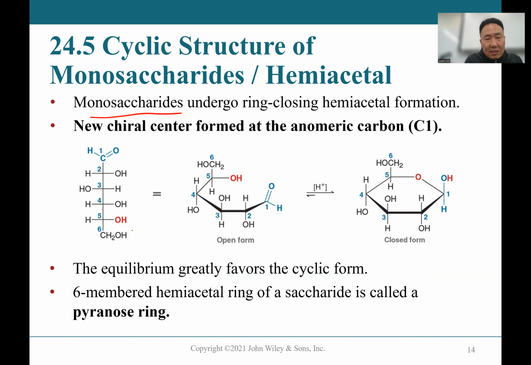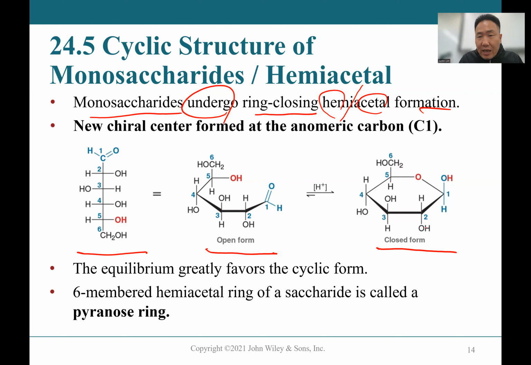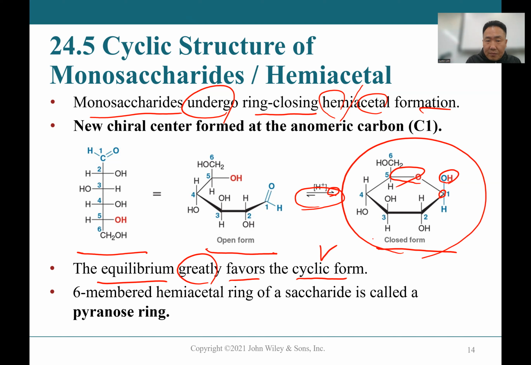So monosaccharides undergo ring closing hemiacetal formation. So this is a ring closing hemiacetal formation. On the same carbon, you can see one OH and one OR. So cyclic hemiacetal. The equilibrium greatly favors the cyclic form. When you see equilibrium, you can see longer arrows. So the equilibrium greatly favors the cyclic form. This is the open form, and this is the cyclic, closed form.